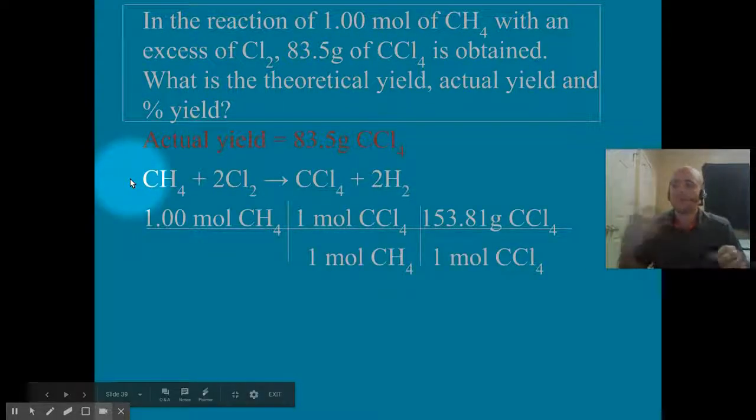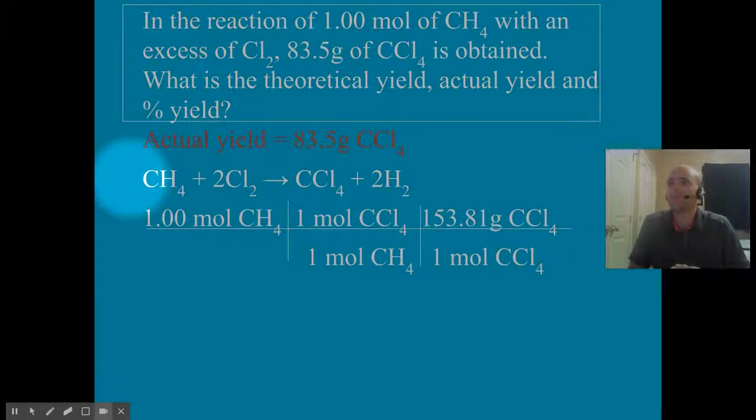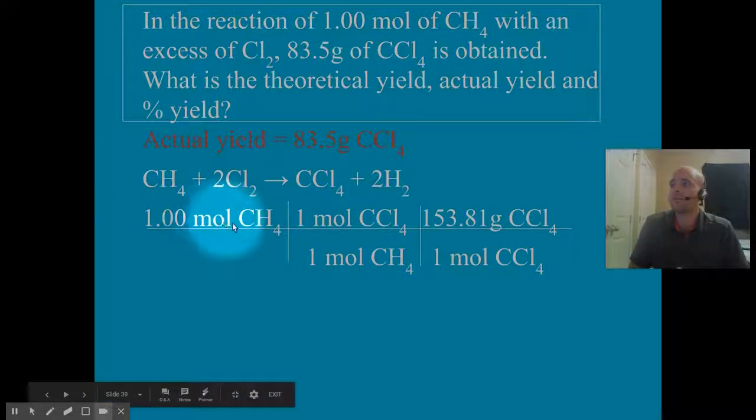Now we'll do our stoichiometry like before, where we'll take our moles of our known reactant. Since I know that chlorine is not the limiting reactant, right, I will take the moles of methane and apply the mole ratio to the moles of my product, and then convert to grams and find out my theoretical yield is 154 grams.